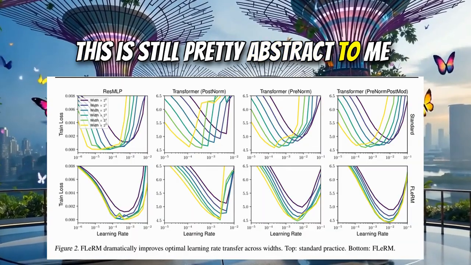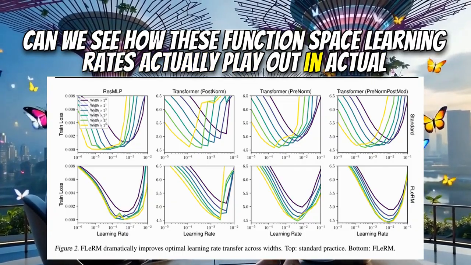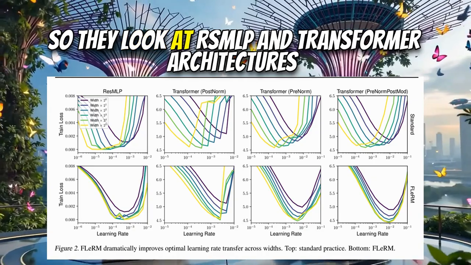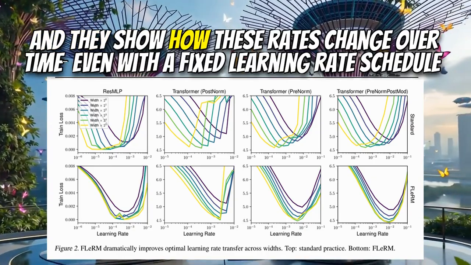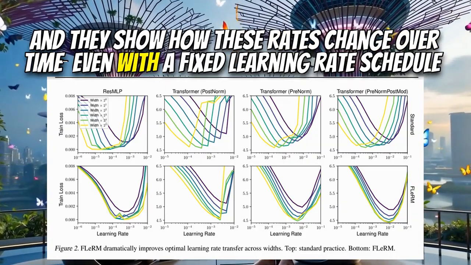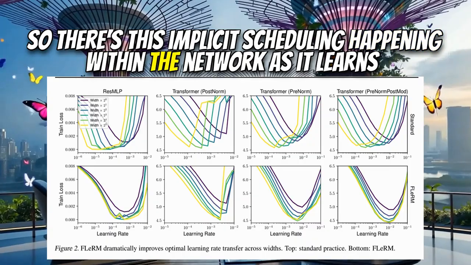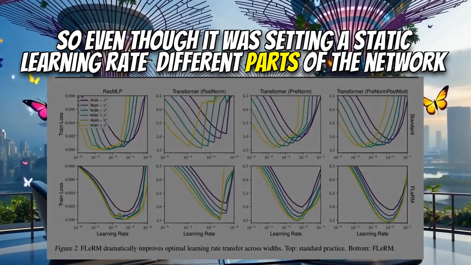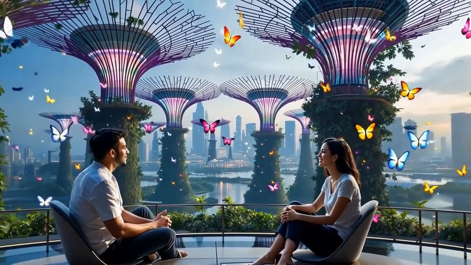This is still pretty abstract to me. Can we see how these function space learning rates actually play out in actual architectures? What does it look like? Yeah, definitely. They look at ResMLP and transformer architectures, and they show how these rates change over time, even with a fixed learning rate schedule. So there's a kind of implicit scheduling happening within the network as it learns. So even though it's a static learning rate, different parts of the network might be learning at different speeds in function space. Exactly.